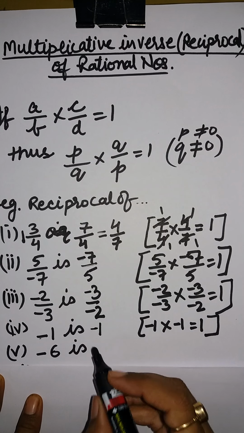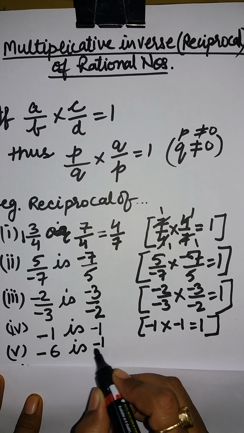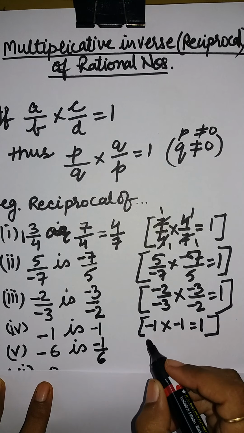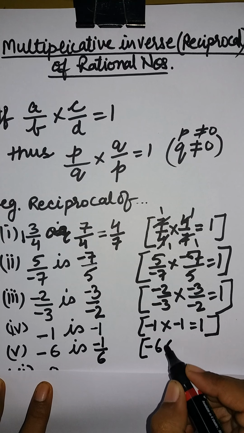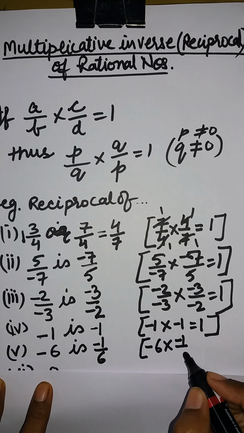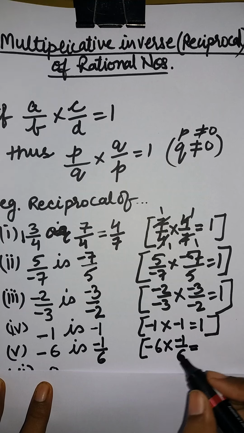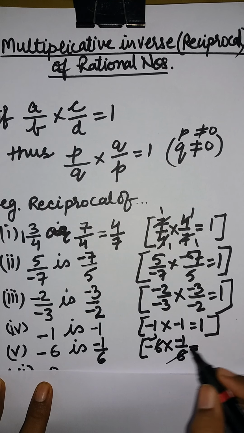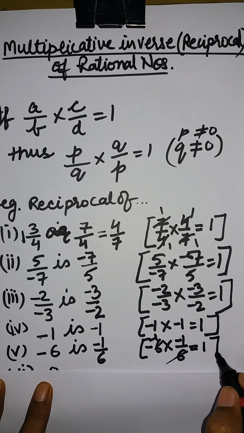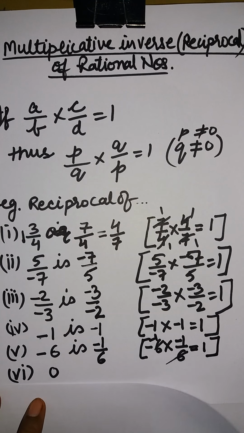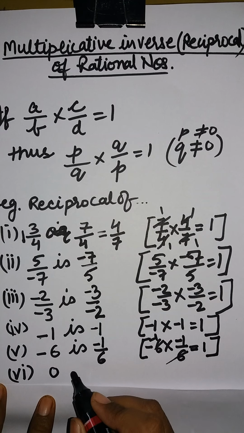Reciprocal of minus 6 is minus 1 by 6. We can check this. Minus 6 into minus 1 by 6 equals, when we cut them, we get the answer here as 1. What is the reciprocal of 0? 0's reciprocal doesn't exist.